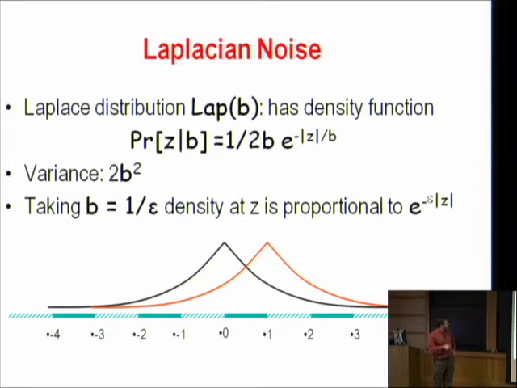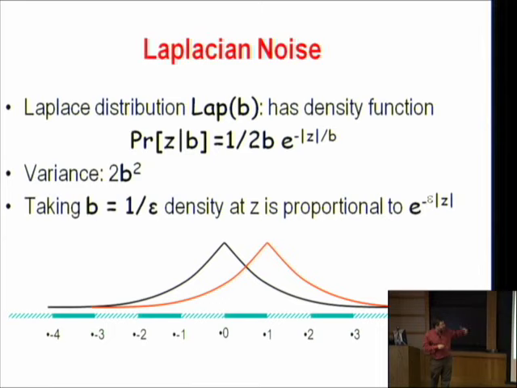So here, in the Laplacian noise, if the parameter is B, the probability of outputting Z is proportional to 1 over 2B times e to the minus absolute value of Z over B. The variance in this case is 2B squared. And whether the actual value is here or here makes this difference. So what we know is that this satisfies exactly what we want.